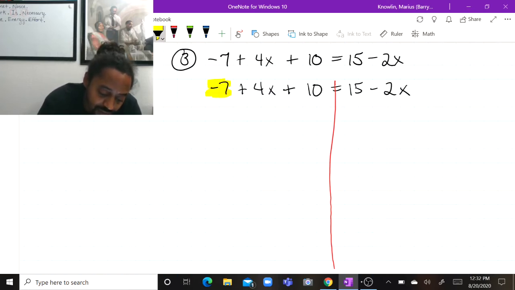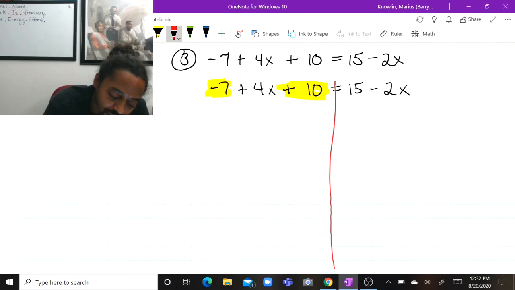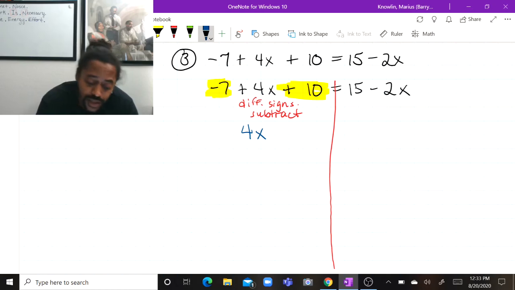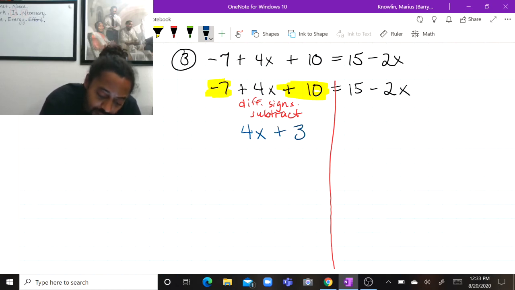We have a -7 and we have a +10. Those 2 have different signs, and because they're different signs, what does that mean to do? Subtract. When we subtract, we keep the sign of the larger number. We bring the 4x down. 10 minus 7 is 3, and the 10 is larger, so it's going to be a +3. Everything on the right side, we just bring down. So that's 15 minus 2x.